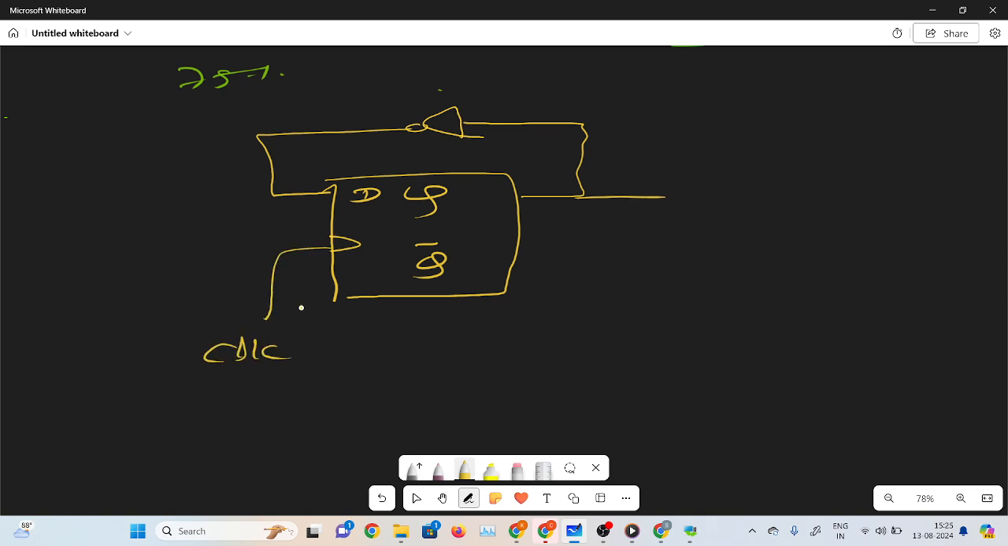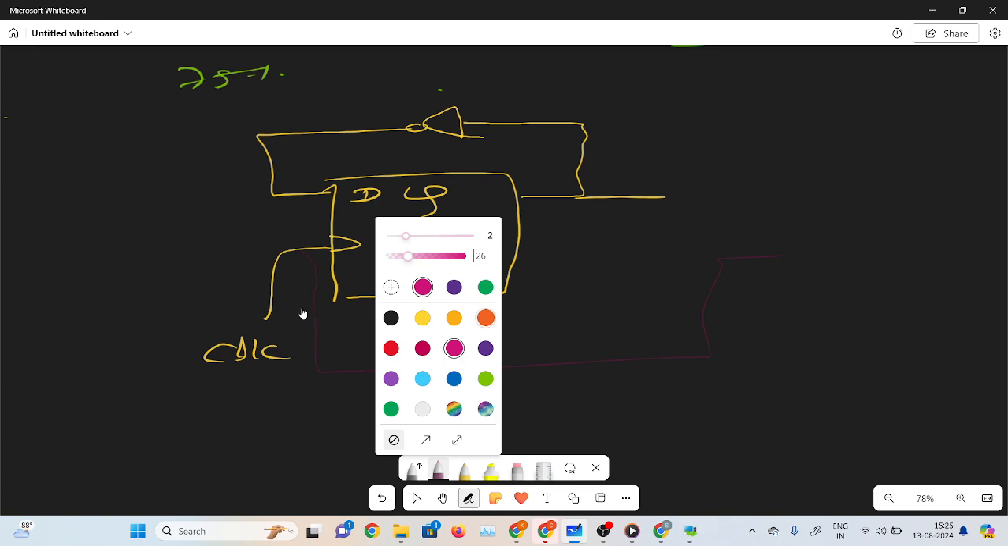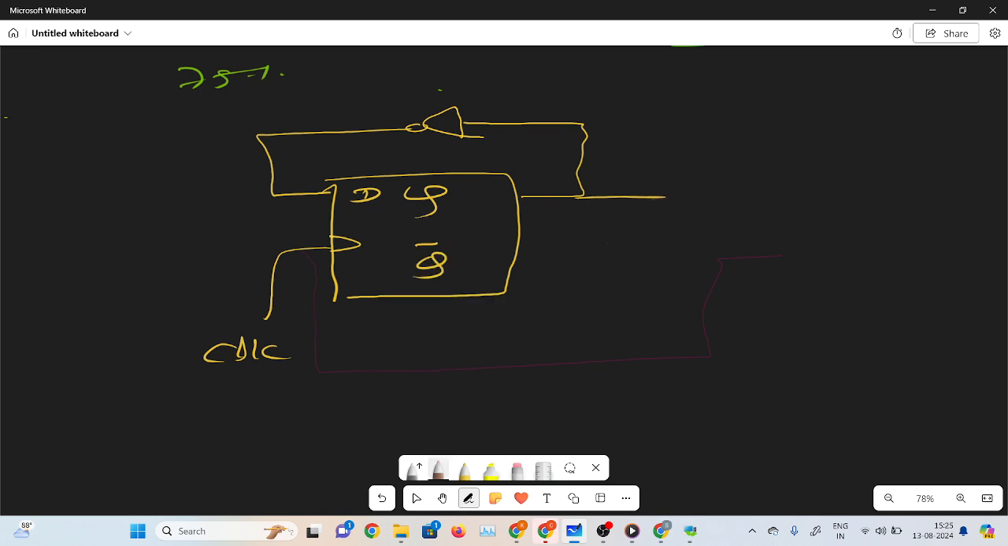But here I want to convert into the 25% duty cycle. This thing I already discussed. So here, this clock and this waveform, I will use the AND gate. If you perform the AND operation, this is the F by 2 with 25% duty cycle.